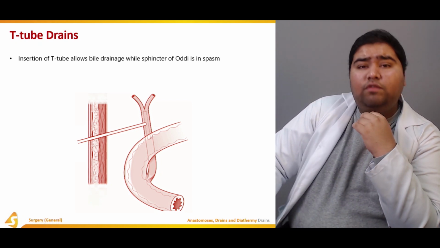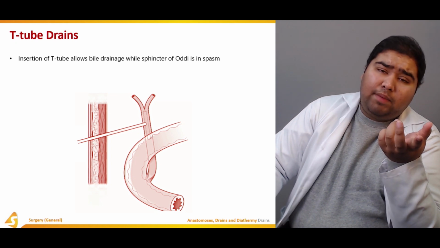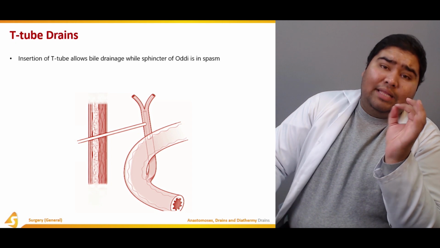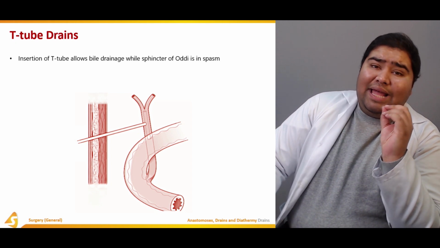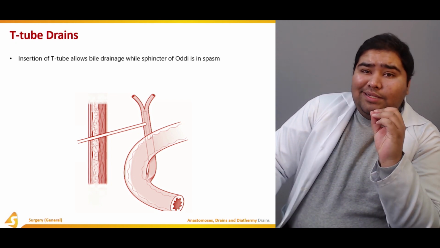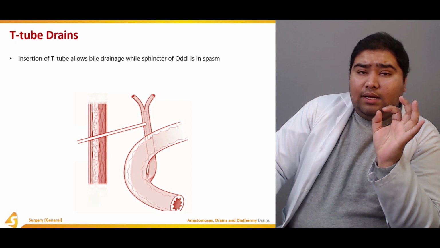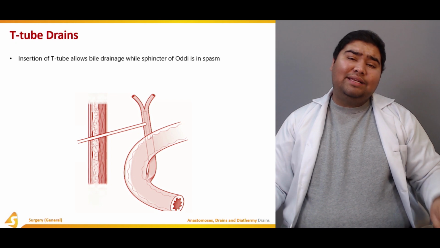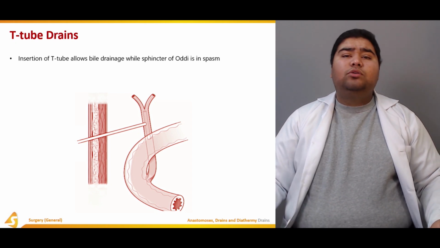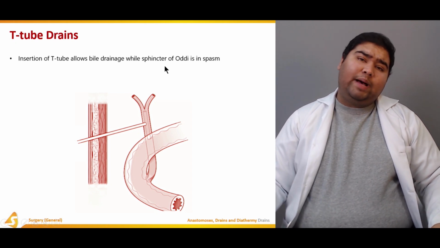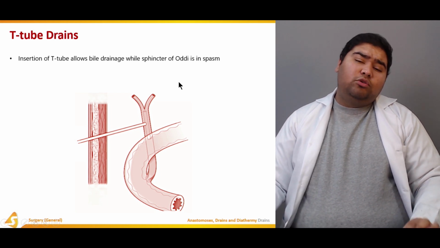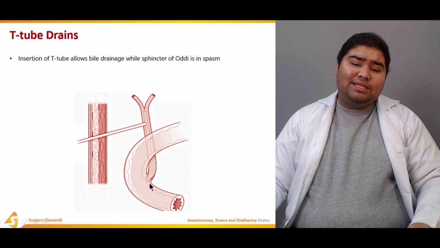spasm. The sphincter of Oddi is on the major duodenal papilla of the second part of the duodenum. This is where the bile duct releases its bile. The sphincter is present at the exact site from where the bile enters the intestine. So after manipulation of the bile duct, the sphincter of Oddi is in spasm. So in order to relieve the spasm, this is the area of the sphincter of Oddi.